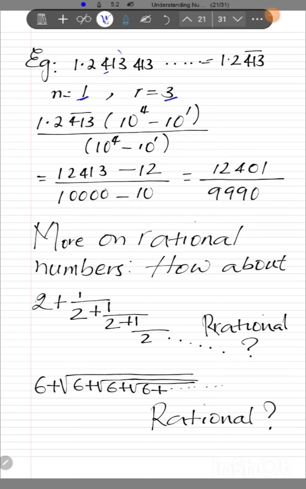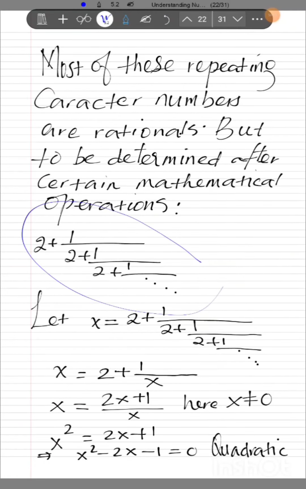Here we have more on rational numbers. Is 2 plus 1 over 2 plus 1 over 2 plus, repeating, rational? Yes, because it's repeating. What about 6 plus radical, 6 plus radical, it keeps going like that. Is it rational? Yes, because it's also repeating. But to decide on that, we need to simplify and find out the value of each number, and see if it falls into the rational numbers or not. So most of these repeating numbers are rational, but it is to be determined after certain mathematical operations.